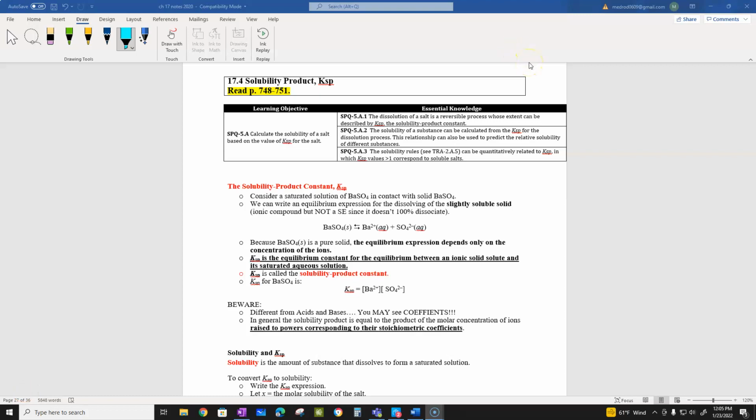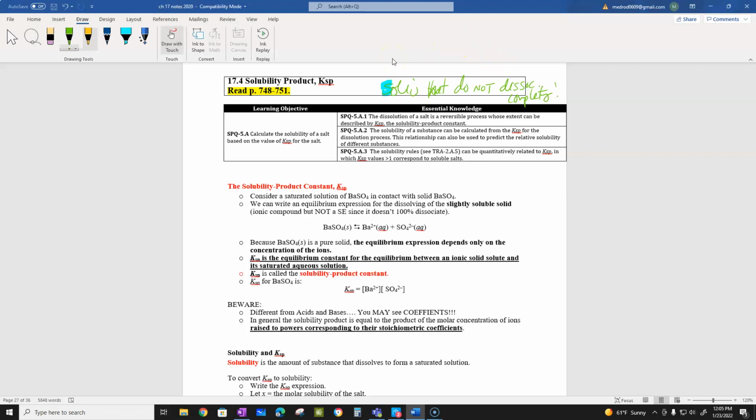All right, 17.4, the last K for a long time. It's called the solubility product, Ksp, okay? We're talking about solids that do not dissociate completely, okay? So what we're going to be looking at is some salts that do not completely dissociate, okay?